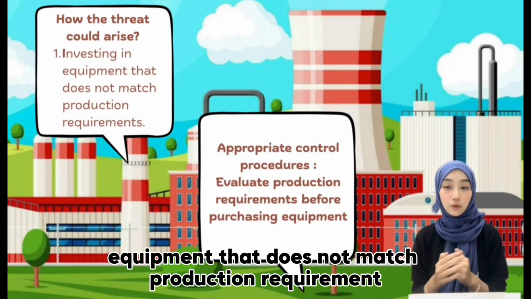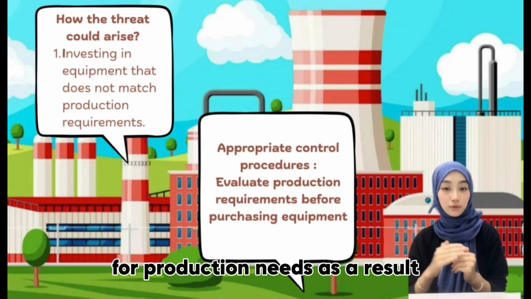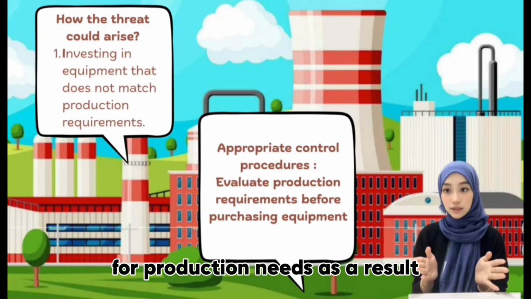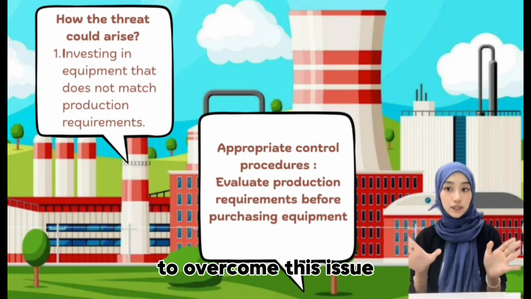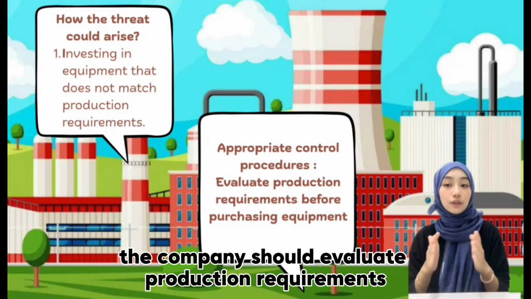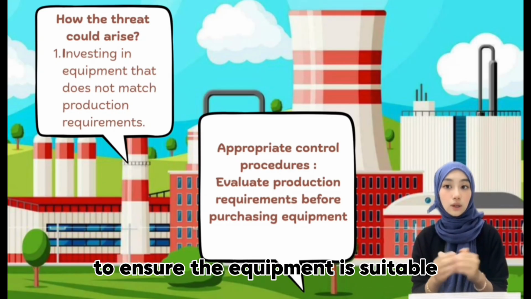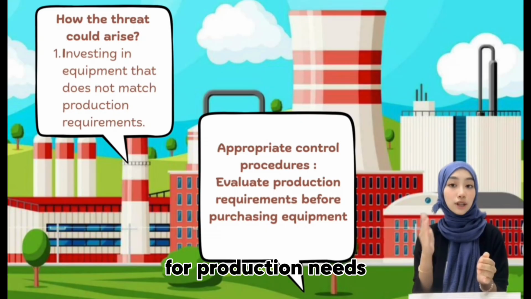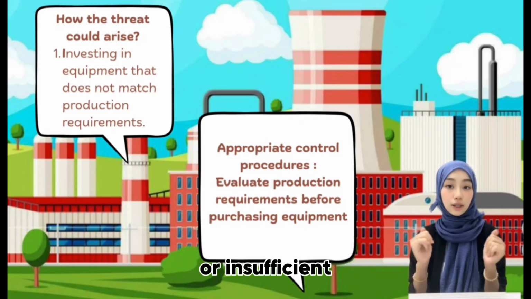Firstly, investment in equipment that does not match production requirement. The machine may be too advanced or insufficient for production needs. As a result, production efficiency may decrease. To overcome this issue, the company should evaluate production requirements before purchasing equipment to ensure the equipment is suitable for production needs and avoid purchasing equipment that is overcapacity or insufficient.